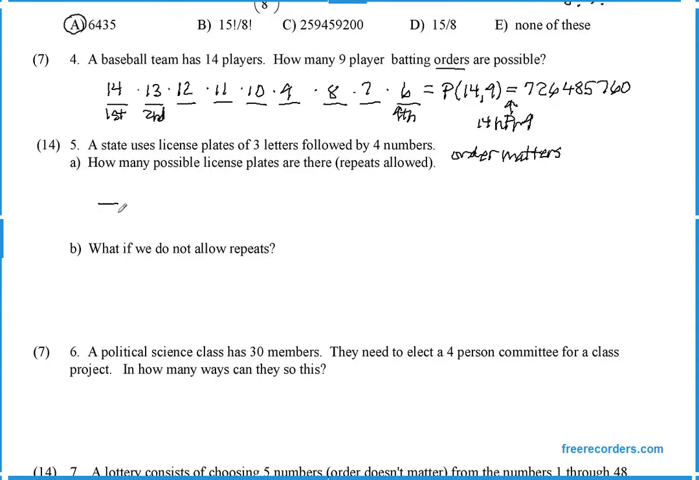So let's first choose our letters. So we got 1, 2, 3 letters, and then we've got 1, 2, 3, 4 numbers. So these are our letters. And then these are our numbers or our digits.